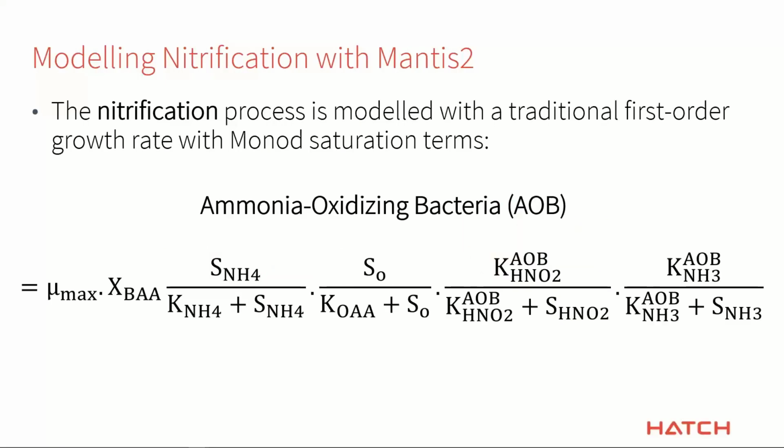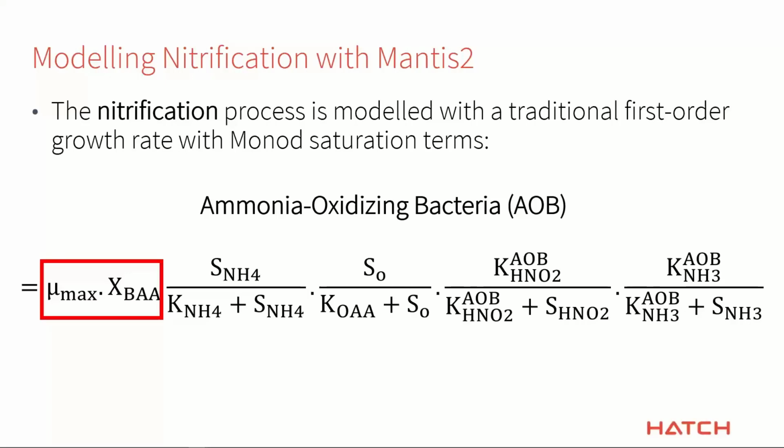So this is what the growth equation looks like. Now, I've kind of simplified it just a little bit from what we actually use in the software. There's a few more terms on the end for other types of inhibition. But for the most part, this is a traditional first-order growth rate with Monod saturation term type growth equation. So the most key important part of this model is that this is a first order relationship.